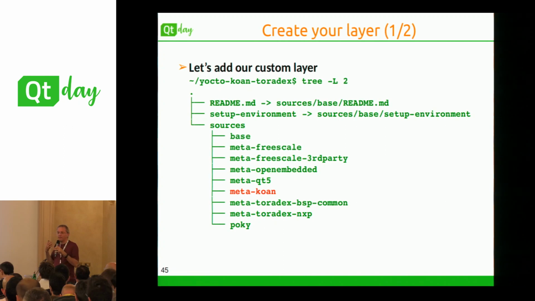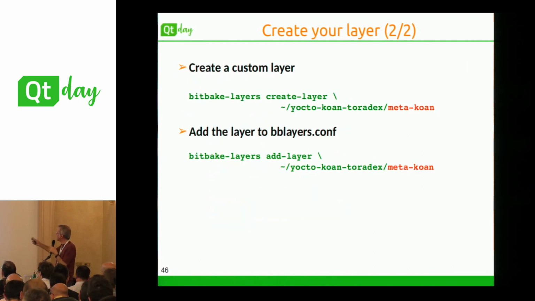When you want to add your components or customize it, you need to create a custom layer, and this is the one in red here. So you create a custom layer using the commands provided by the Yocto project: bitbake-layers create-layer. You need to specify the path of your layer, and the name is meta-coan here, and you need to add it to the configuration file. You can edit the file manually, or you can use this command, it's the same.